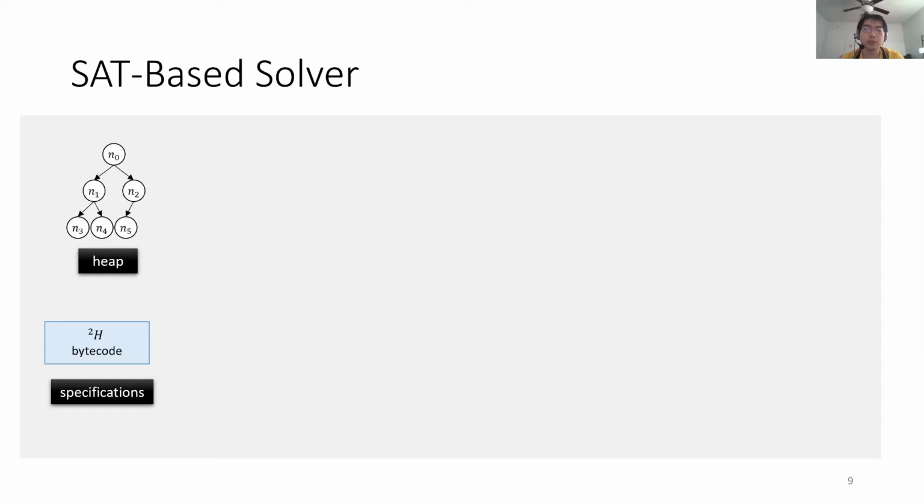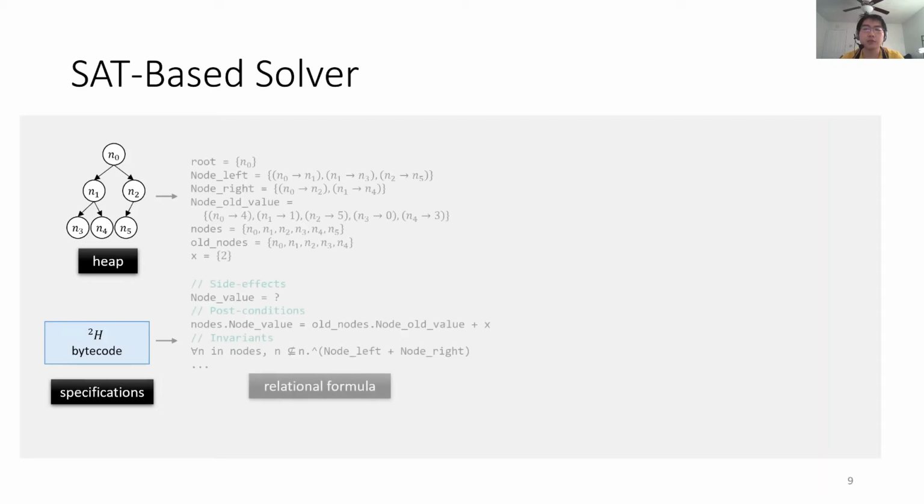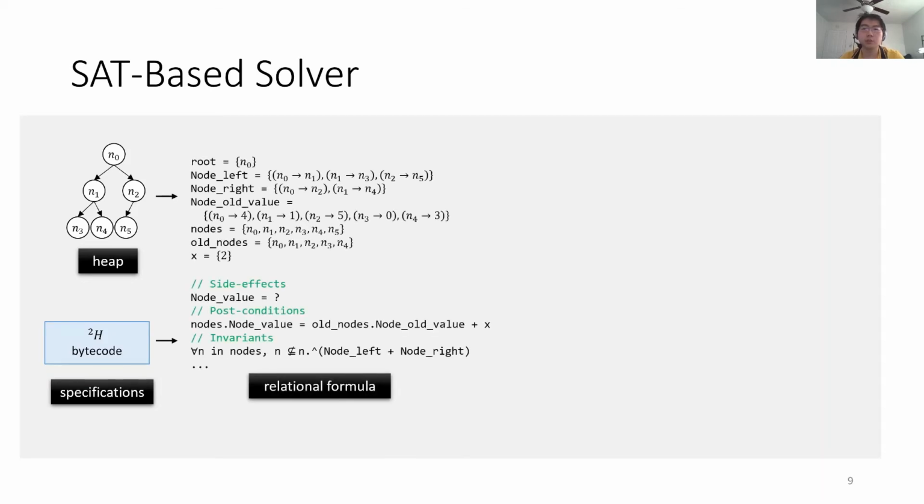So in the set-based solver, the first step is to translate the heap and specifications into relational formulas. So basically, objects are translated to unary relations. The mappings from objects to their fields are translated to binary relations. And basically, the relation we want to query here is the node value, basically the mapping from nodes to the values. The postconditions and invariants are also translated to formulas using those relations.